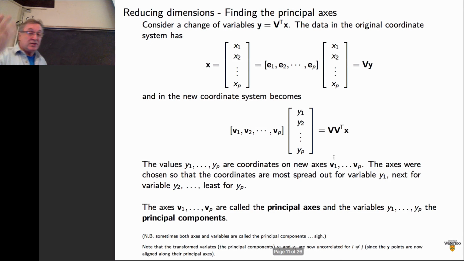Okay? So this transformation, going to these principal components, ends up with uncorrelated values y. So we've taken out that first correlation and we've just removed linear structure. Okay?